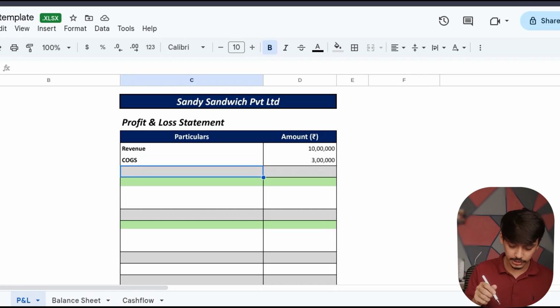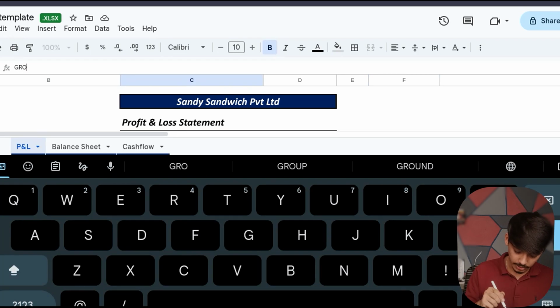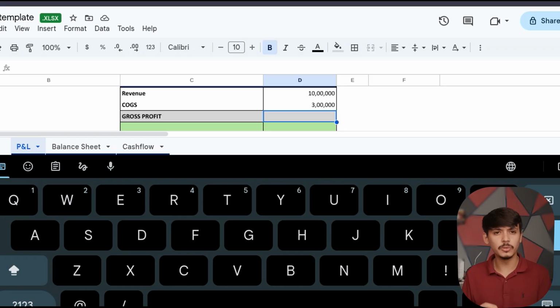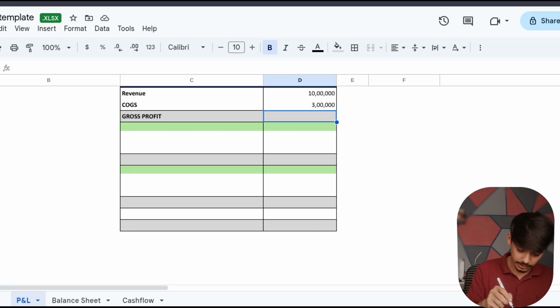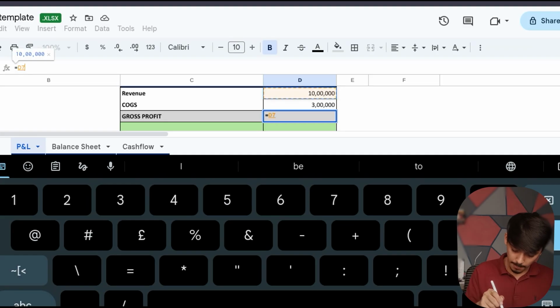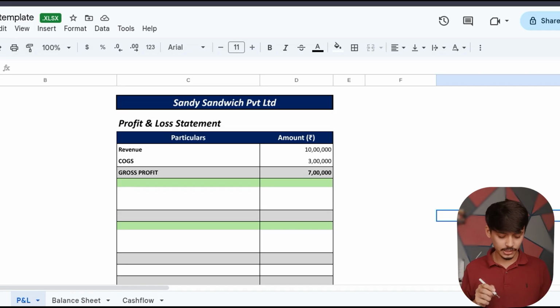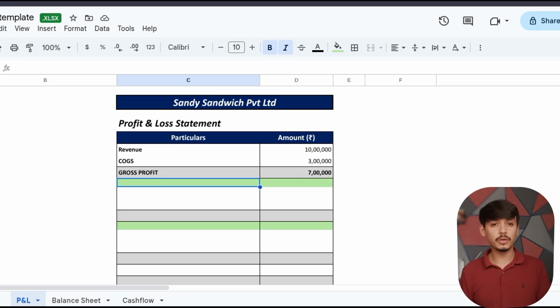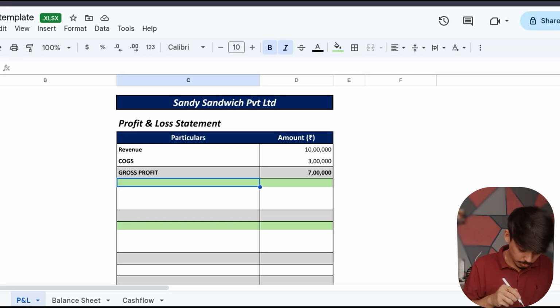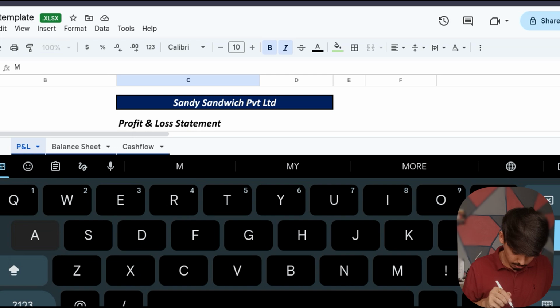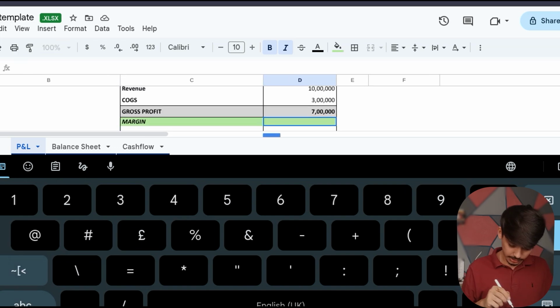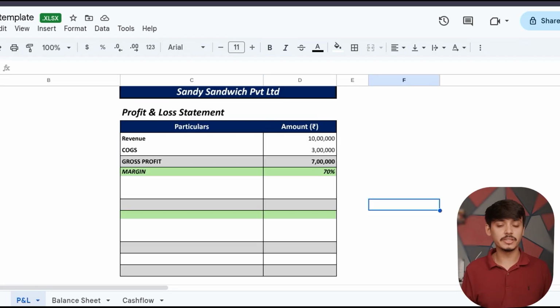Now we will be calculating the gross profit of Sandy Sandwich Company. So let us calculate the gross profit, which is equal to revenue minus the COGS. So here we are going to calculate, this will be equals to revenue minus the COGS. Enter. So here we have figure of 7 lakh as the gross profit for the company. Now we are going to calculate the percentage of gross profit based on the revenue. So here we will calculate the gross profit margin. So we will term this as margin, and the formula for margin is gross profit divided by the revenue. So the gross profit margin is 70% for the current year.